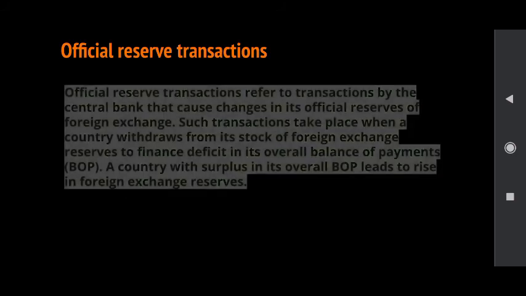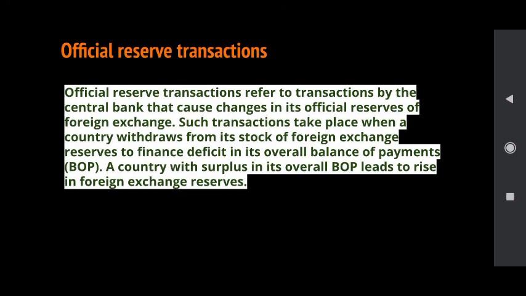Finally, talking about the official reserve transactions, it's quite an important concept. It simply means any transactions which are carried out by the central bank of a country which cause a change in the official reserves of foreign exchange which are being maintained by them. Such transactions take place when a country withdraws from its stock of foreign exchange reserves to finance the deficit in the overall balance of payment.